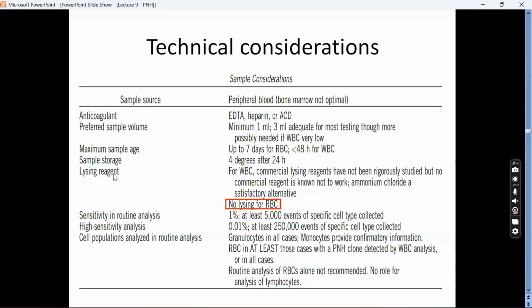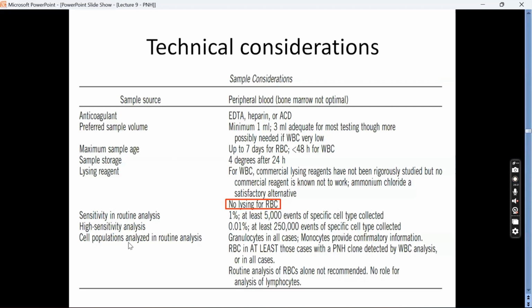Regarding the lysing reagent, you know the two common ways of processing a sample in flow cytometry: one is stain-lyse-wash, and the other is lyse-stain-wash. If you are working on WBCs, you can use the stain-lyse-wash protocol. But if you are doing the PNH assay on RBCs, you should not lyse the RBCs. Since the population of interest is RBC, you should skip the lysis step.